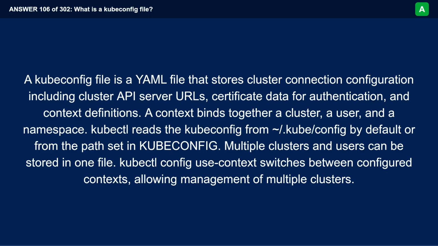Kubectl reads the kubeconfig from ~/.kube/config by default or from the path set in KUBECONFIG. Multiple clusters and users can be stored in one file. Kubectl config use-context switches between configured contexts, allowing management of multiple clusters.